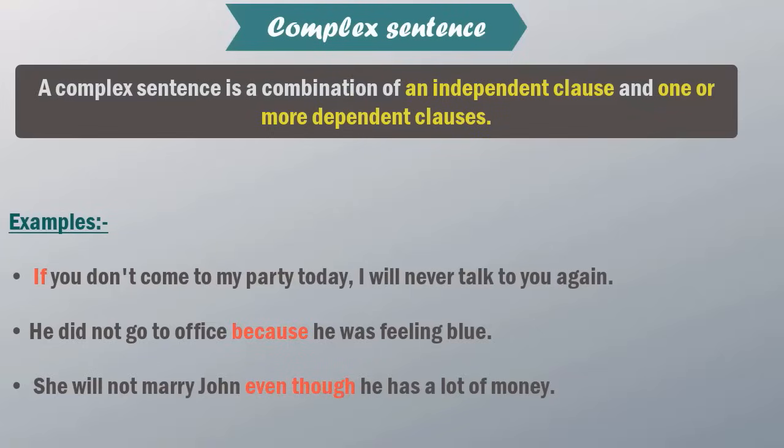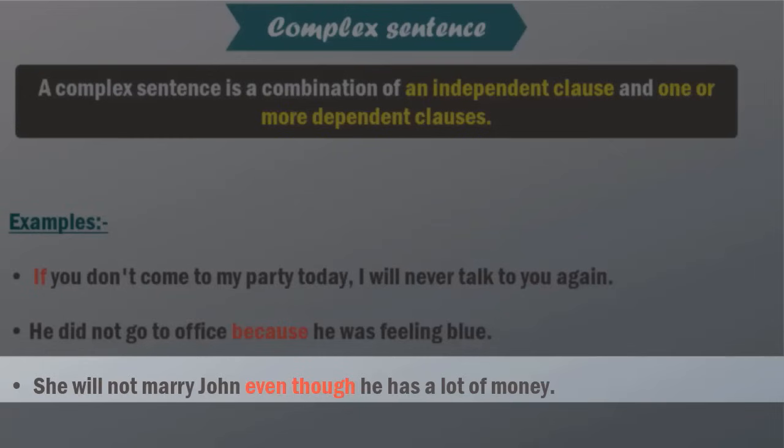All right, next example. She will not marry John even though he has a lot of money. Even though he has a lot of money, she will not marry John. She will not marry John is a complete sentence, an independent clause. Even though he has a lot of money is a dependent clause starting with the subordinating conjunction even though, right?